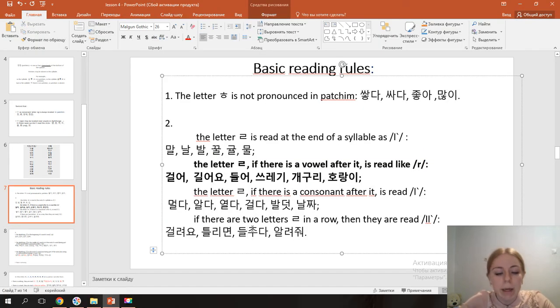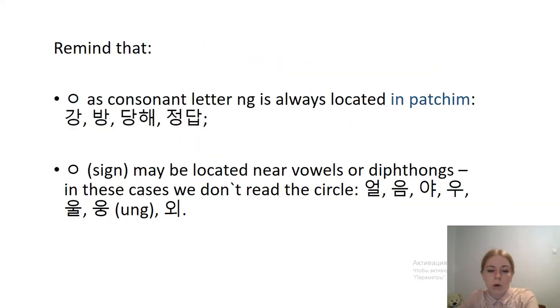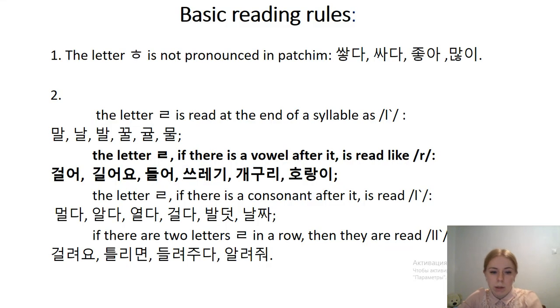Mistake, here's a mistake. Close. This. So in all these cases, we have two L or R in a row, and it's this way. We read it like double L. So like this, L, long L.